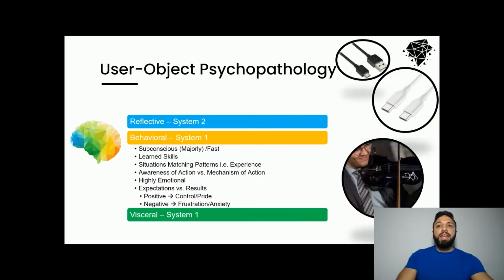Okay. The second is the behavioral system. And again, this is still system one. This is still mostly subconscious, but you can influence it. You can teach it things. So when I ask you, do you know how to play the piano? You might say, no, I do not.